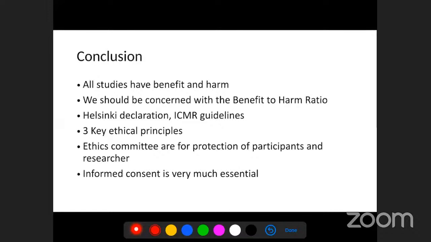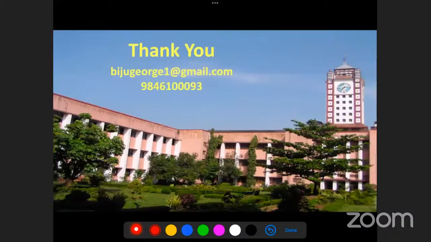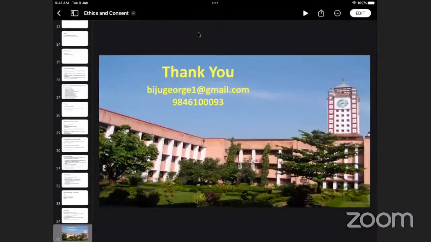If you are writing an article and trying to publish in an Indian journal, talk about the ICMR guideline. If you are thinking about publishing an article in an international journal, talk about the Helsinki Declaration. Remember the key ethical principles: autonomy, justice, beneficence, and non-maleficence. And remember, the ethics committee is for protection of the participant and for the researchers, and informed consent is very much essential for any kind of research. I think that's all. If you have some queries, I can address them. Either you can unmute and ask, or you can put it in the chat box also.